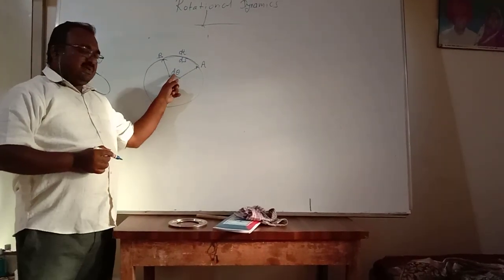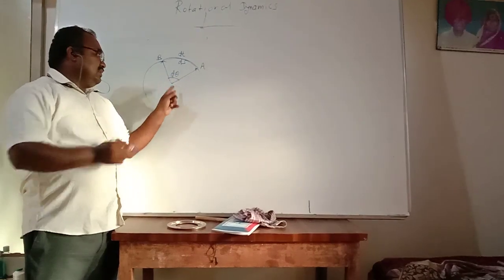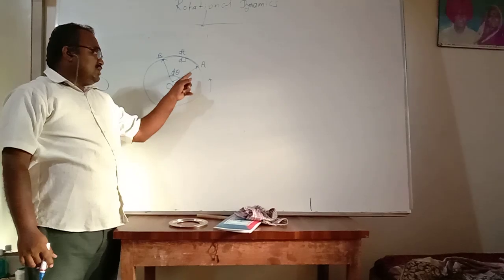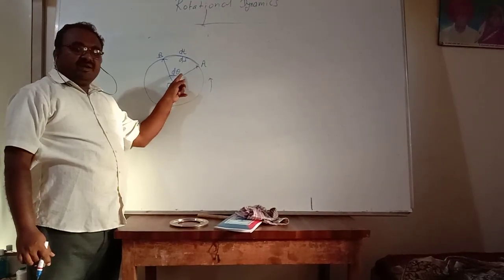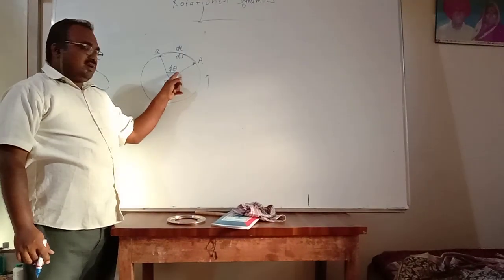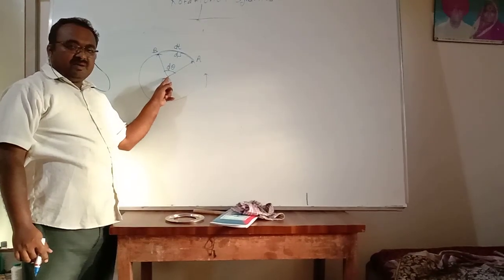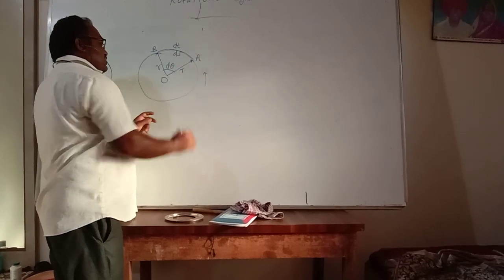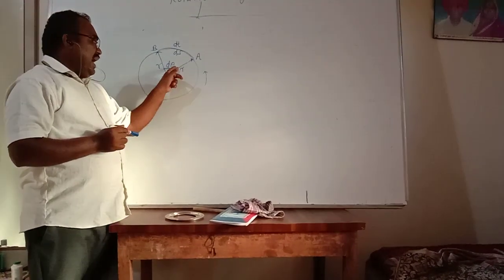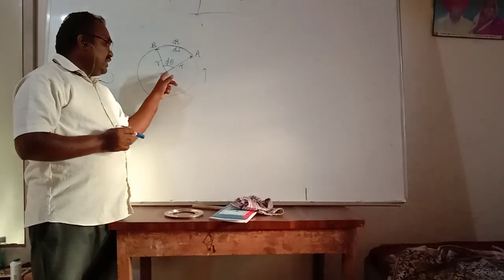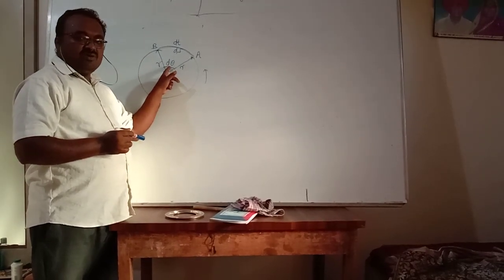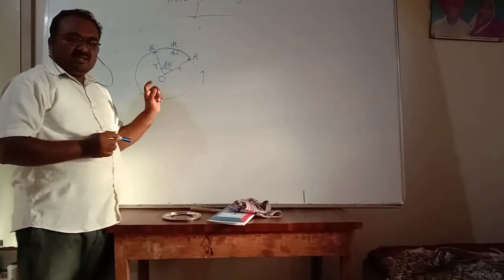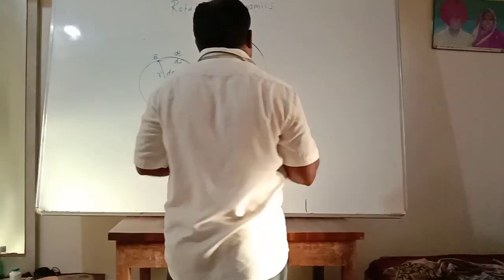Angular displacement, definition of angular displacement: this O is the center, and the particle is moving in the anticlockwise direction. So the angle made by the radius vector at the center of the circle, OA is a radius vector and OB is also a radius vector, the angle made by the radius vector at the center of the circle is called the angular displacement.